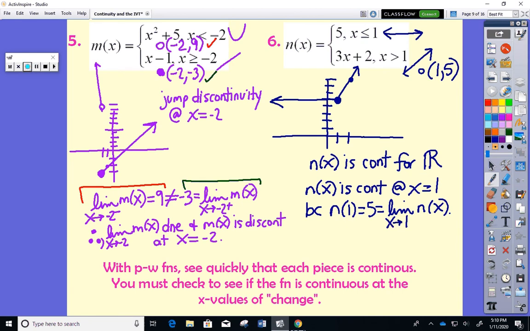So in essence, whenever you're doing piecewise functions, look at the individual pieces. Assure yourself that the individual pieces don't have holes, poles, or jumps. And then quickly check what's going on at the x values where you change from one piece of the function to the next piece of the function.